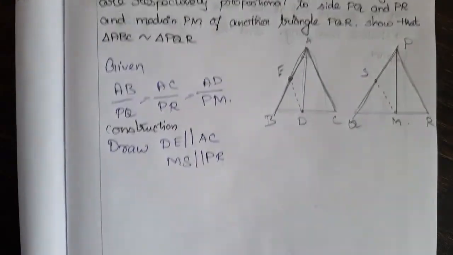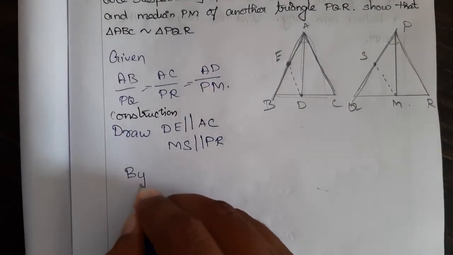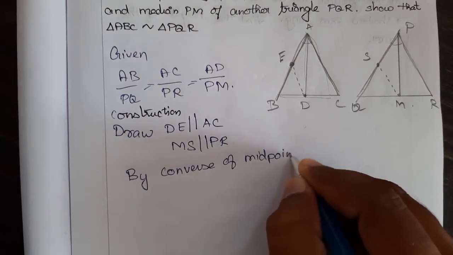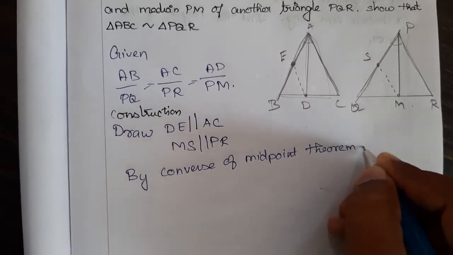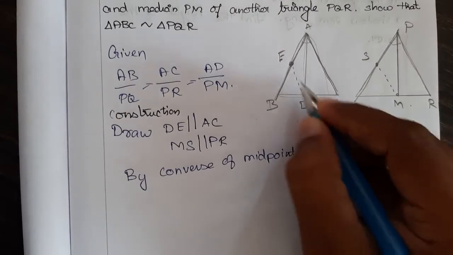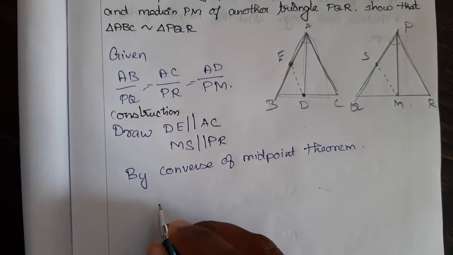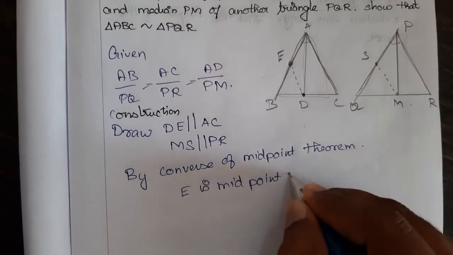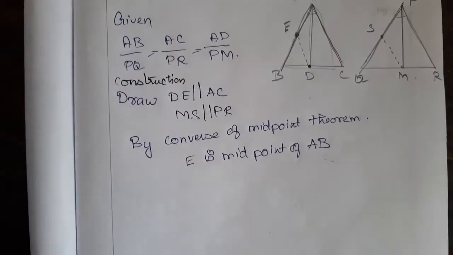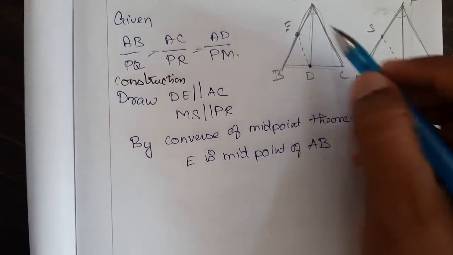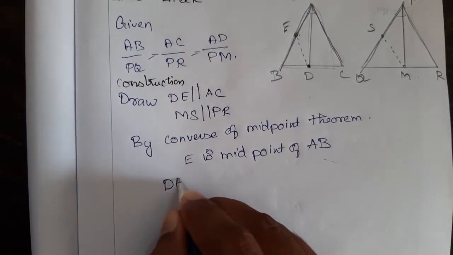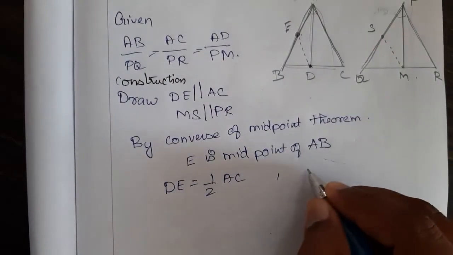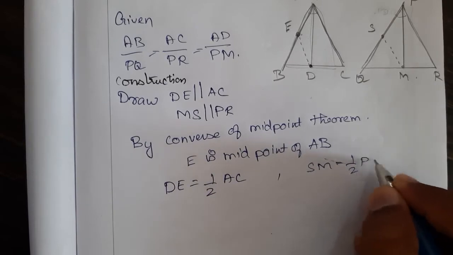So by drawing a parallel, by the converse of the midpoint theorem, we have drawn the parallel and this point is a midpoint. E is the midpoint of AB. And one more thing: DE is half of AC. The same here: SM is half of PR. We learned this in the 9th standard. You have to recall it.